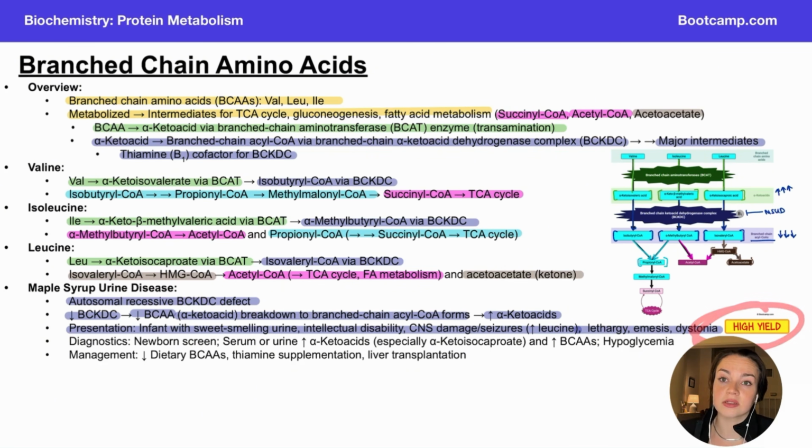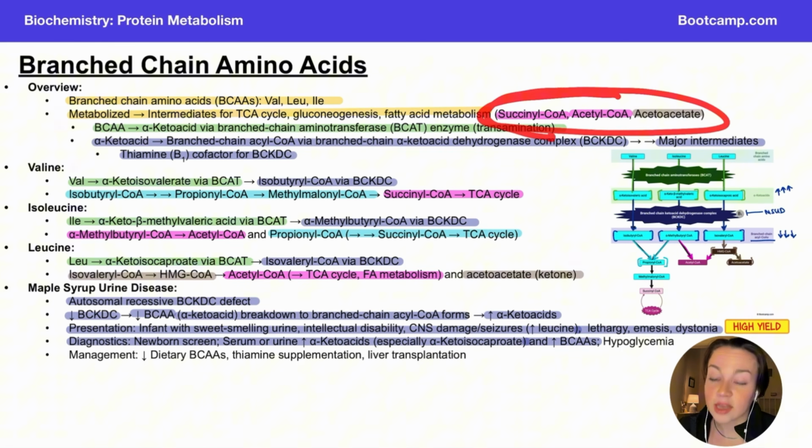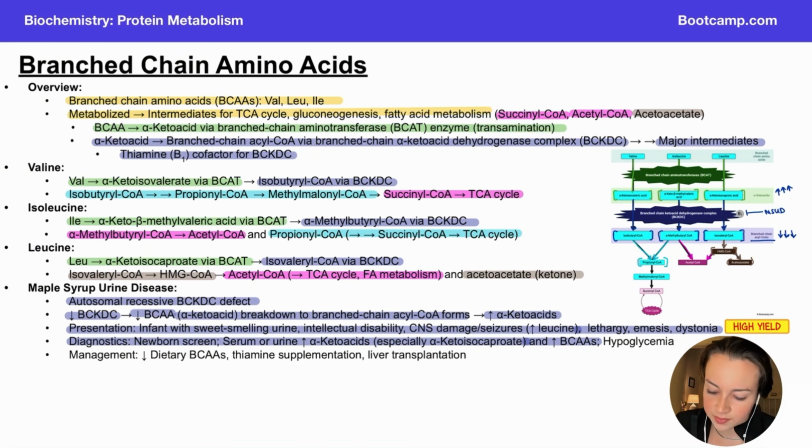It's very high yield. This is something that is diagnosed on the newborn screen, or you can also test the serum or urine for elevated alpha-keto acids, especially the alpha-keto isocaproic acid, right? The buildup in leucine, and that's the alpha-keto acid form of leucine, is especially powerful in this disorder. And you'll also see a buildup of BCAAs. And because of the widespread metabolic implications of these end products of BCAA metabolism, you'll also see hypoglycemia, right? Some of these are important in gluconeogenesis, for example.